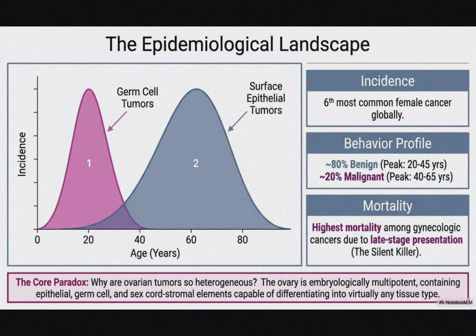And talking about mortality, it has the highest mortality among gynecologic cancers due to late stage presentation. That is why it is known as the silent killer. We have another core paradox, actually the same: why are ovarian tumors so heterogeneous, and you already know the reason.